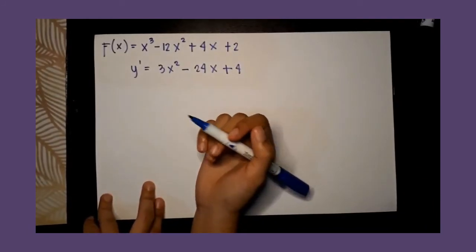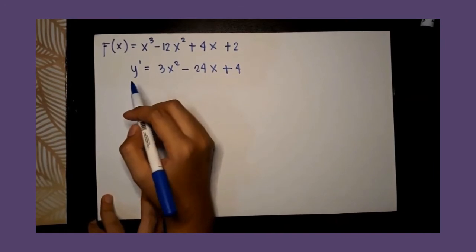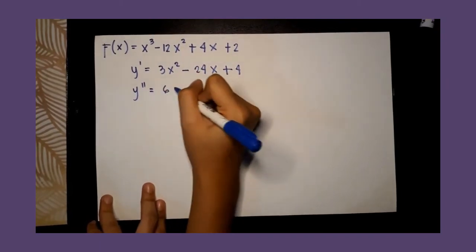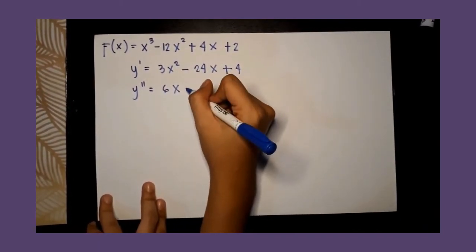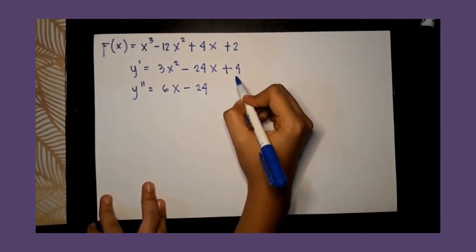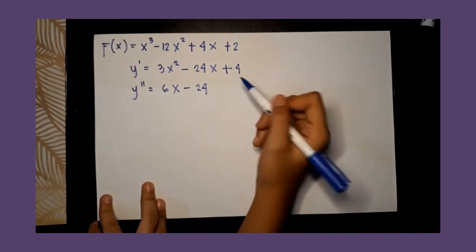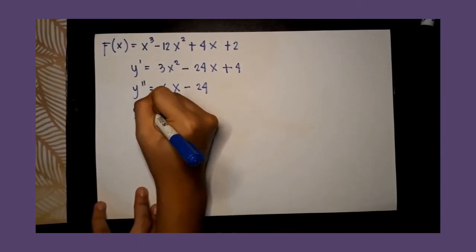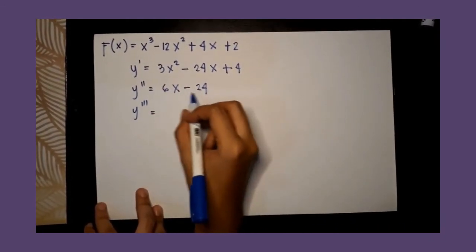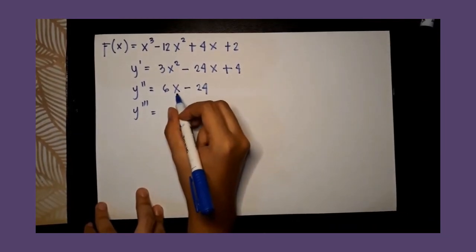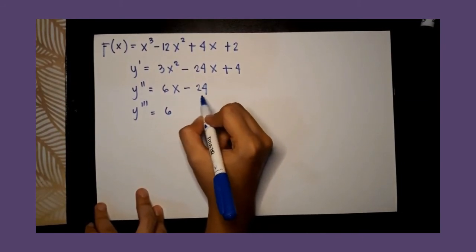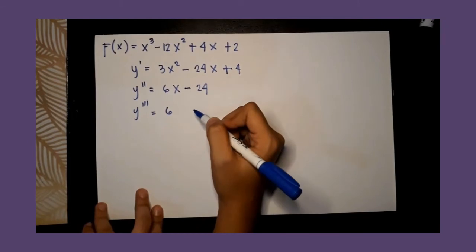To get the second derivative, we need to get the derivative of each term in our first derivative. So we have the derivative of 3x squared, which is 6x, minus the derivative of 24x, which is negative 24. Since 4 is a constant, it will automatically become 0. And lastly, to get the third derivative, we need to get the derivative of each term in our second derivative. So the derivative of 6x is 6, and since negative 24 is a constant, it will automatically become 0.